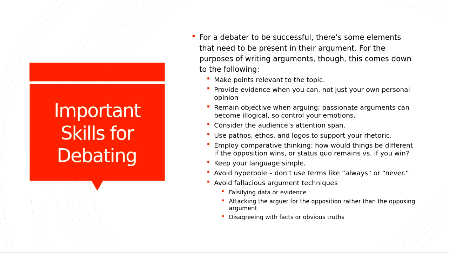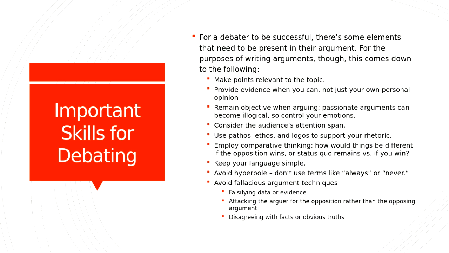Third, remain objective when arguing. Passionate arguments can become illogical, so control your emotions. Now I know this kind of goes counter to what I said at the start of the semester, where I said that I believe that people write better if they feel more passionately about something. There is a corollary to that, and that is if you're trying to make a logical argument, that can have a tendency to bite you in the butt. If you are too passionate about it, you're going to be less likely to fact check things and more likely to just act on impulse and argue on impulse. We don't want that happening.